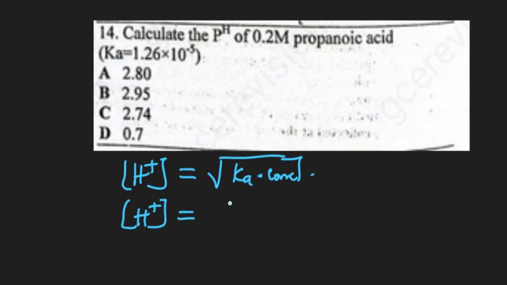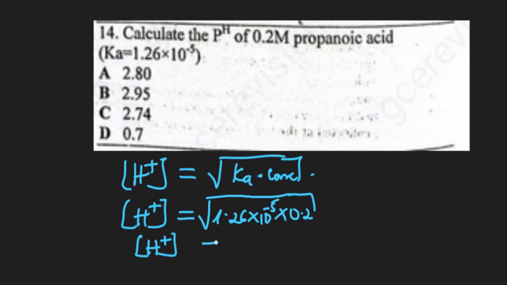Question 14. Calculate the pH of 0.2 molar propanoic acid with Ka 1.26 times 10 to the minus 5. Since propanoic acid is a weak acid, it has an acid dissociation constant. To calculate hydrogen ion concentration in solution, it will simply be the square root of the value of Ka times the concentration in molar. Therefore, hydrogen ion concentration is going to be equal to the square root of 1.26 times 10 to the minus 5 times the concentration 0.2.